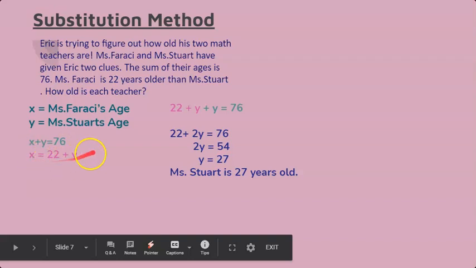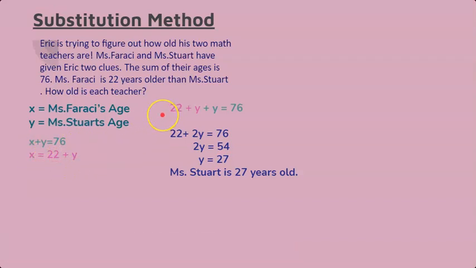Since one of our variables is solved for, we're going to take this and substitute it in for x in our first equation. So we're going to have 22 plus y plus y is equal to 76. We're going to combine like terms. 22 plus 2y is equal to 76. Use our inverse operations to get Ms. Stewart's age of 27. We're not done yet because we don't have Ms. Faraci's age. We don't have the x comma y. So we're going to go ahead and do that.